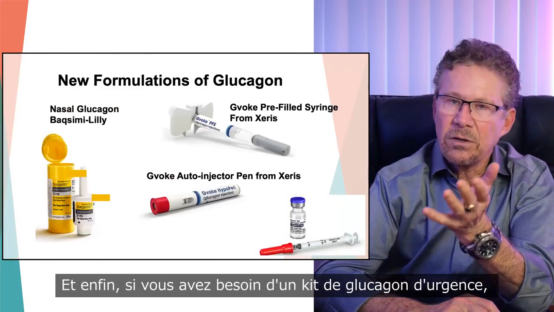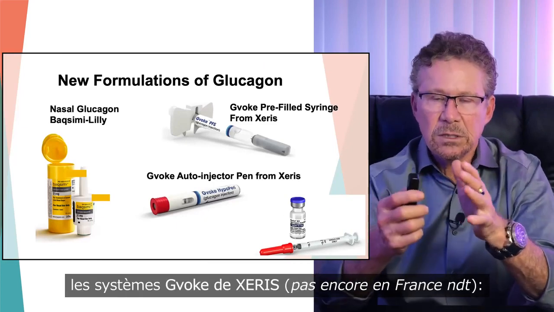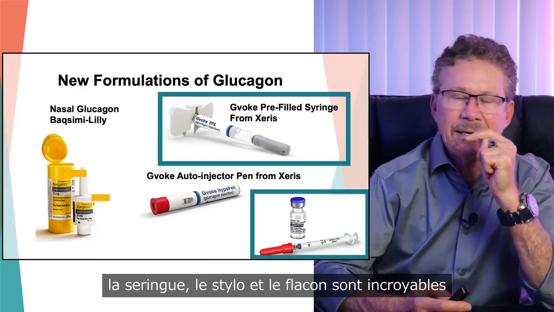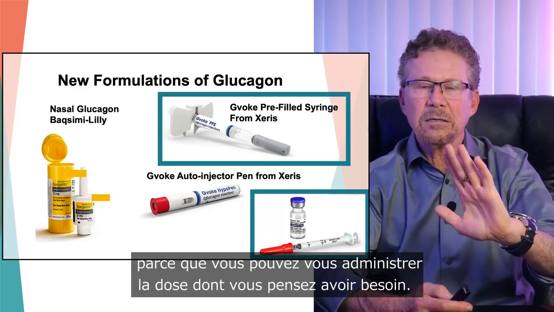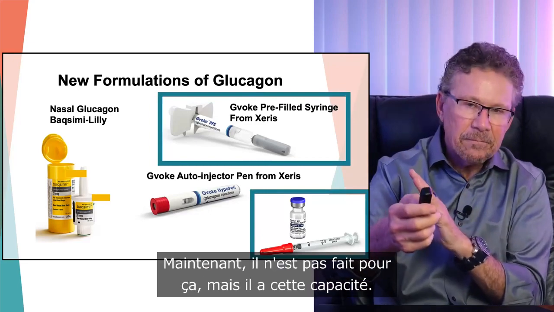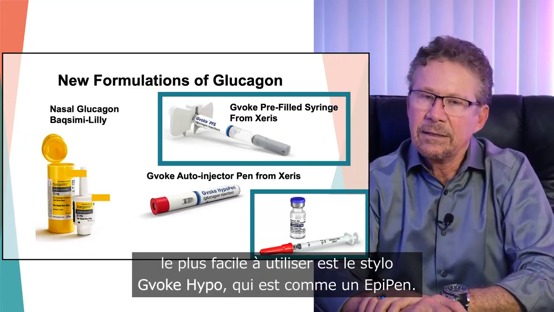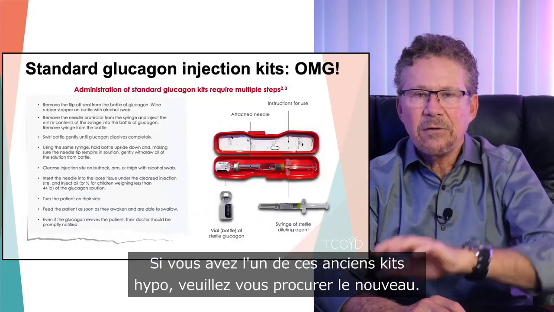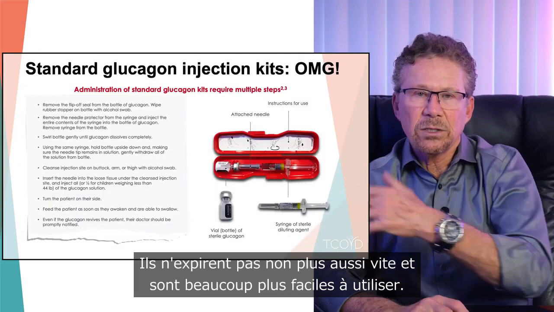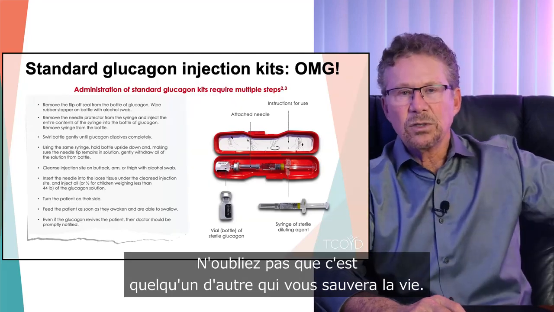And lastly, if you need emergency glucagon kit, we have much better kits. We have Baqsimi by Lilly, the Gvoke systems by Xeris, the syringe and the insulin pen and vial is amazing because you can give yourself a dose that you think you would need. Now, it's not meant for that, but it does have that capability. And then, of course, the easy to use one is the Gvoke HypoPen, just like a EpiPen. If you have one of these old hypo kits, please get the new one. They also don't expire as fast either, and they're much easier to use. You're not using them, remember? It's someone who's saving your life.